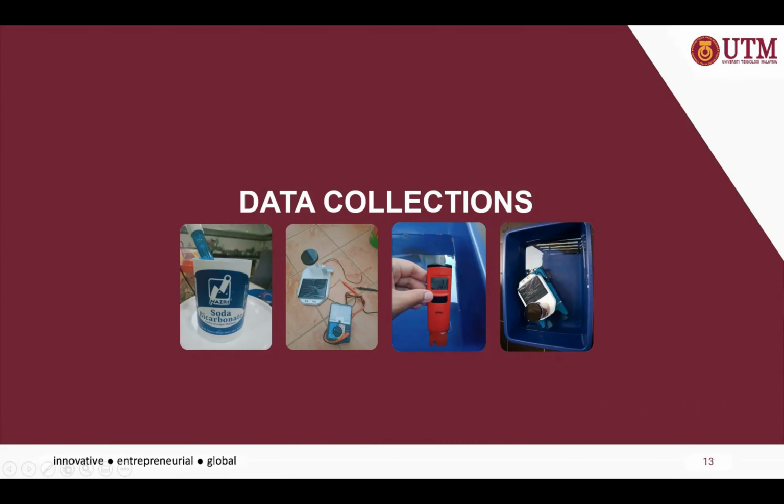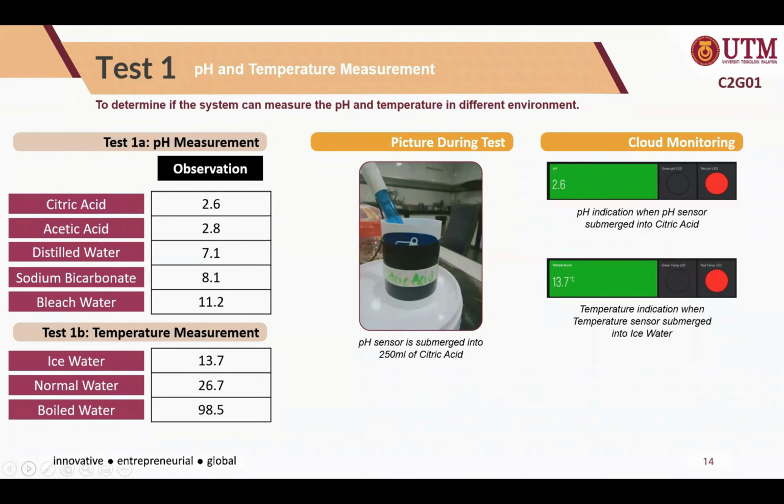In this section, we'll be explaining a series of tests we carry out to ensure the functioning of our product is robust. The first test is pH and temperature measurement. This test is carried out to determine if the system can measure the pH and temperature in different environments. Different solutions of pH and temperature are used to immerse the two sensors. The parameters are observed through the cloud. The green LED will light up if the parameter is inside the range, while the red LED will light up if it's outside the range. Hence, the device passed both sensor tests.